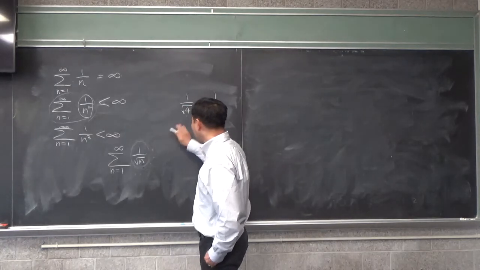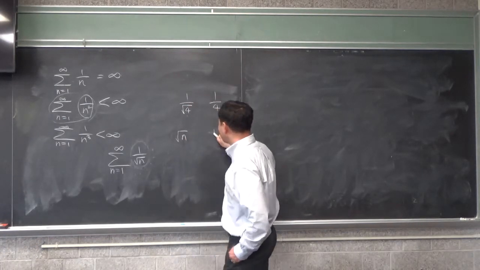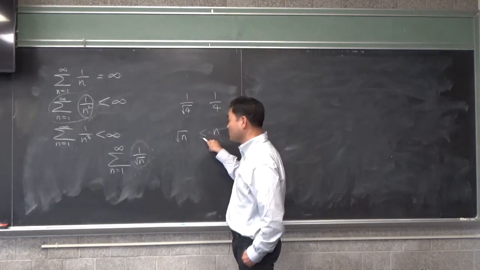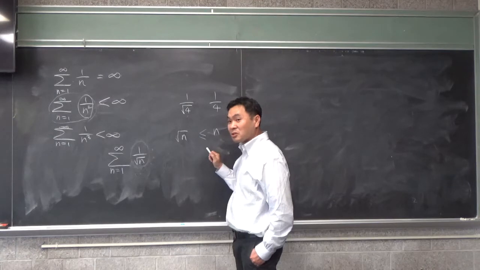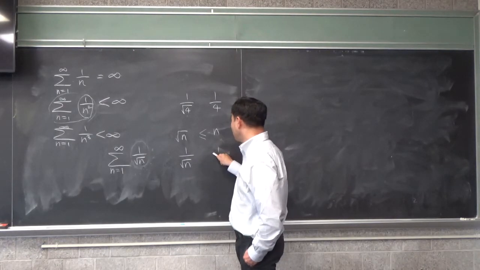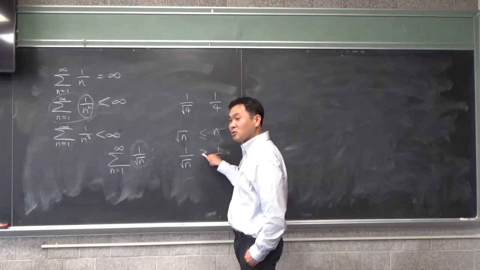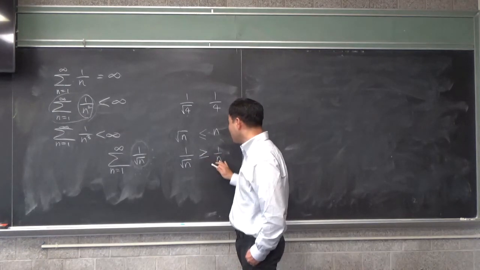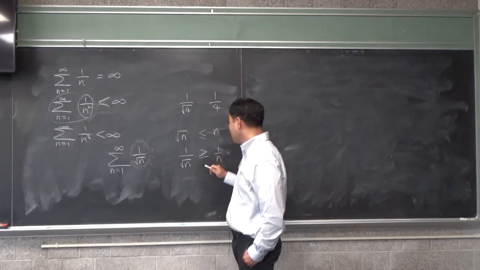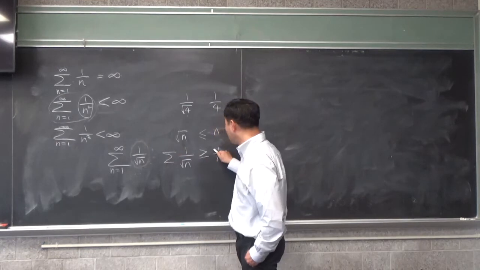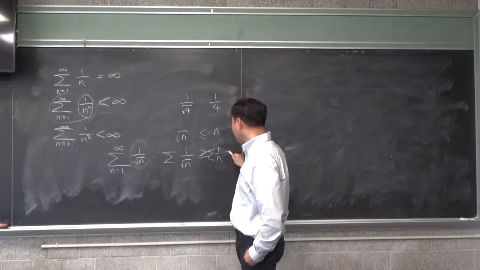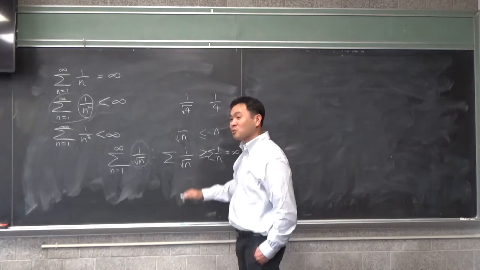So here's a quick proof. I know that square root of n is less than n, or equal, right? If it's 1, it's equal. Then if you take the reciprocal, what do you know? The inequality reverses, because if you have a bigger denominator, then you have a smaller fraction. And therefore, when you add them, this side will be bigger. But what is this? This is infinity. So this must be infinity.